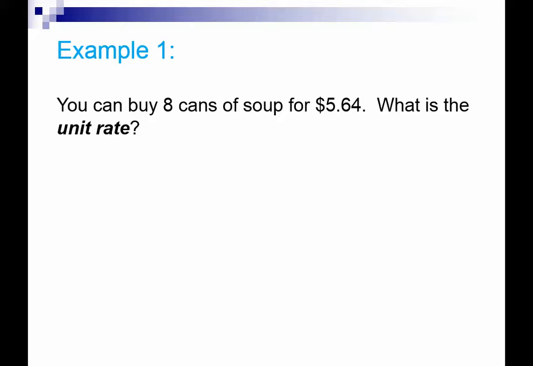Let's start with some unit rates. It says you can buy 8 cans of soup for $5.64. What is the unit rate? And notice they don't give you too much information here. You're going to have to make a decision. Do you think we want to know cans per $1 or dollars per 1 can? You have to use common sense here to figure out what unit rate makes the most sense.